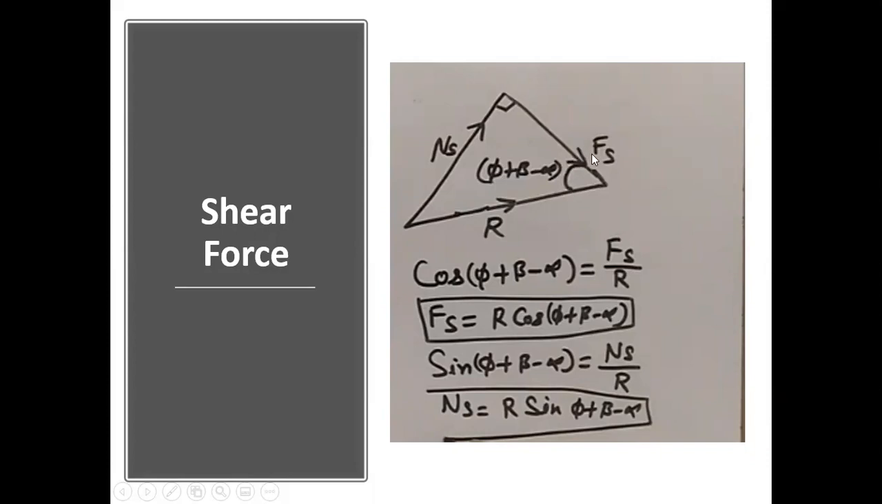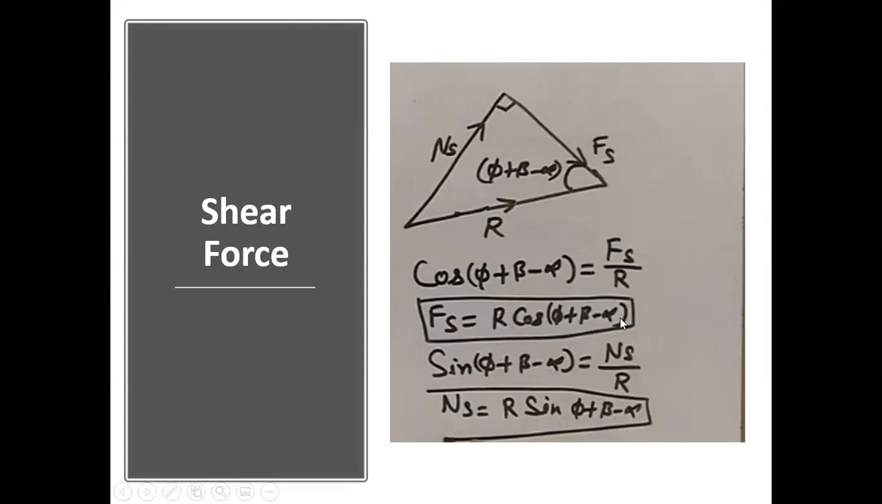This angle has been made on this vector FS. So FS become base. So cos theta is equal to base divided by hypotenuse. Opposite to 90 degree, there is always a hypotenuse, and we name it with the R. Upon the cross multiplication, we got shear force. And how will we further solve this expression of this shear force? You will have to expand this expression.